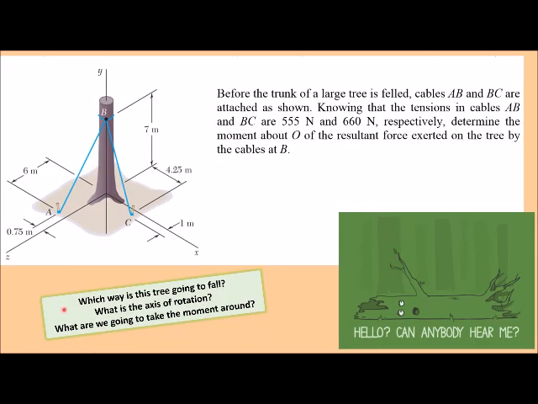Before getting the answer for any of this, think through intuitively what it should be. So which way is this tree going to fall again? Where is it rotating around? What's the axis of rotation? And that's where are we taking the moment around? That's the ground. So it's going to be rotating around the ground.